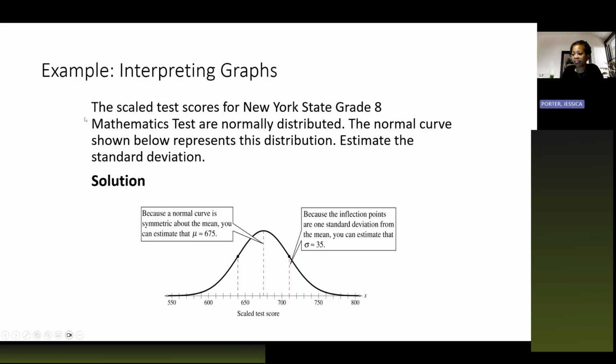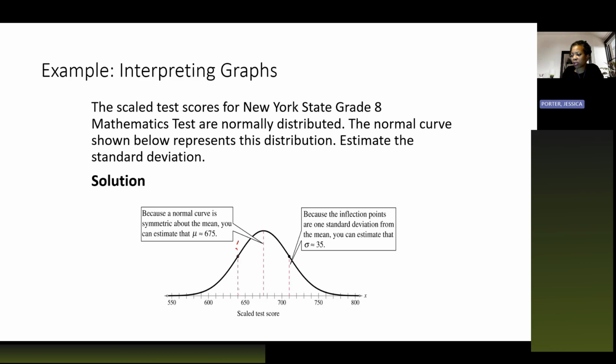Interpreting graphs. Now, the scaled test scores for New York State grade 8 mathematics test are normally distributed. The normal curve shown below represents the distribution. Estimate the standard deviation. So what we can do in that case is locate the inflection points. Remember, we said that at the inflection points, that's where the first standard deviation is.